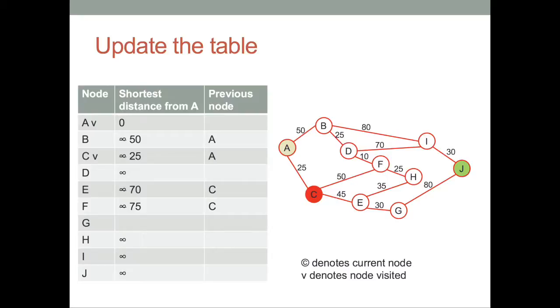We don't write down the calculation, we simply put the answer into the table. If a calculation leads to a greater value than is already in the table, that value is ignored and the table is not changed. Don't forget to mark the current node as visited once all is done for this pass.